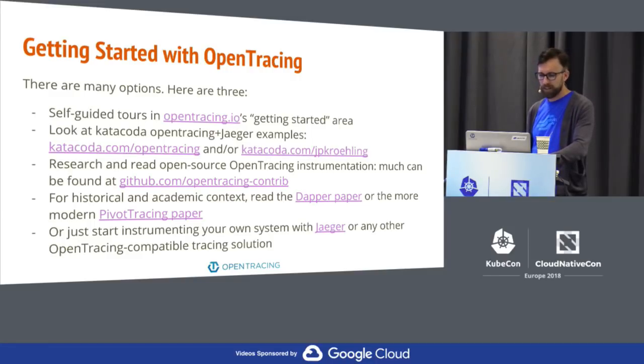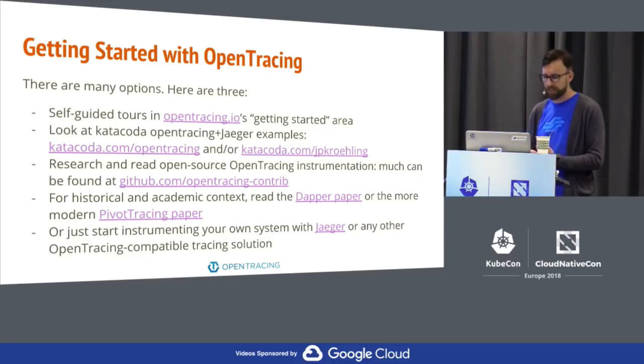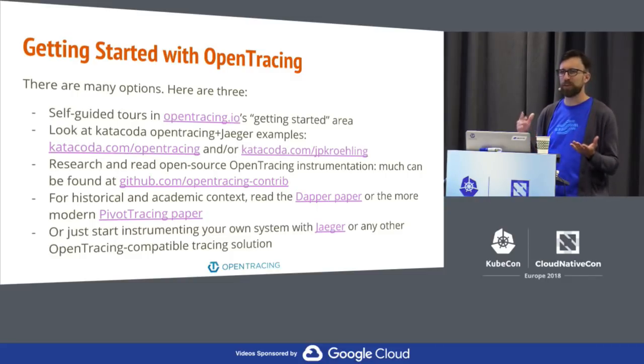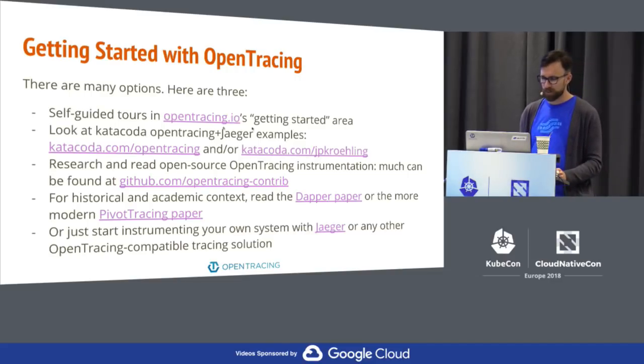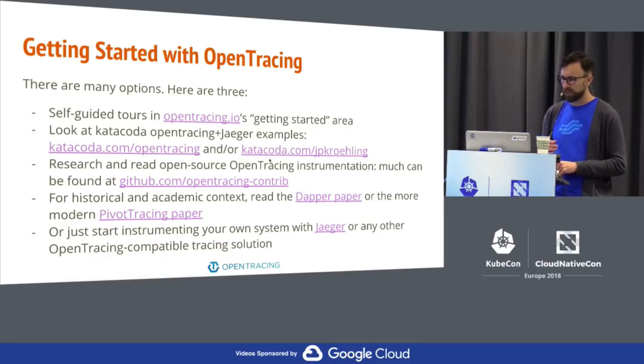There's a bunch of stuff in OpenTracing.io's Getting Started area. JP did an awesome thing in Katacoda. If you haven't seen that, it's kind of this cool thing where it loads up Docker containers for you and lets you experiment with code. There's some stuff there already for running Jaeger and OpenTracing side by side. And JP has done some stuff around actual instrumentation that you can tinker with, and you don't have to download a bunch of packages onto your computer. You can just play with them.